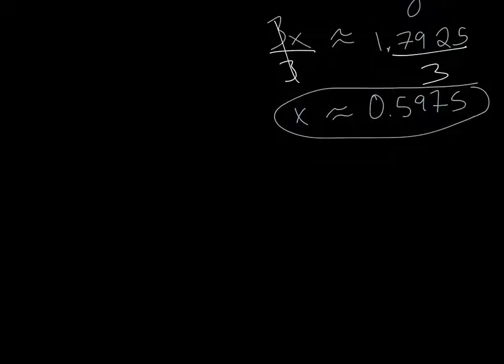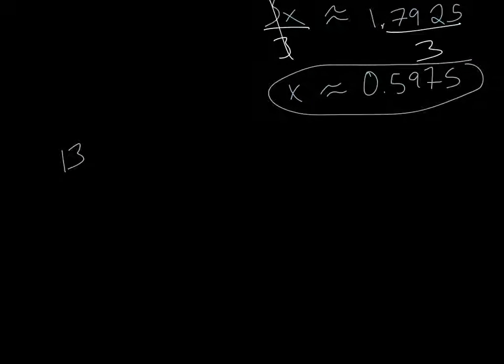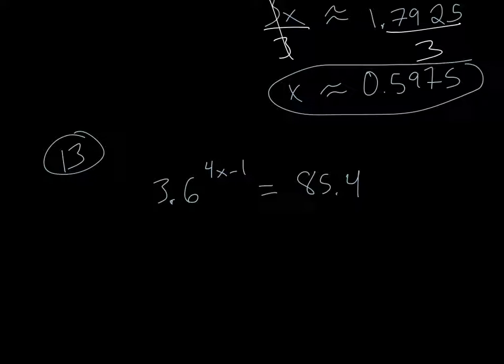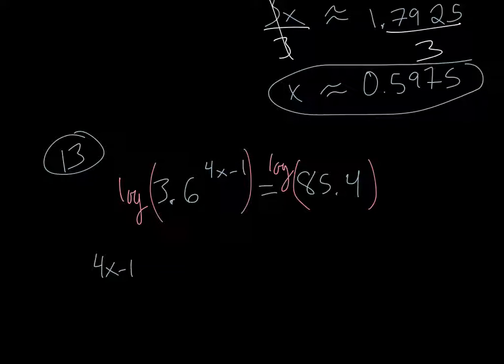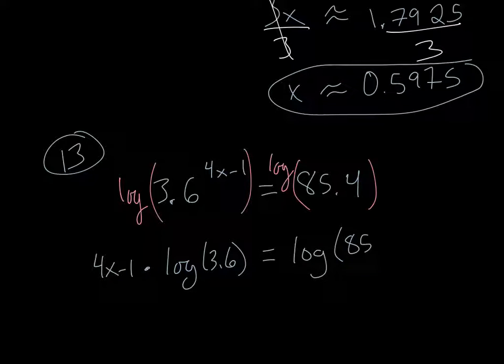How about number 13? And for this one, we've got 3.6 raised to the 4x minus 1, which is equal to 85.4. Once again, we can apply the logarithmic function to both sides. So we're going to log this side, and we're going to log this side. What happens with the log on the left side is that our exponent gets to come down as just 4x minus 1 times, now we've got log of 3.6, and that's equal to the common log of 85.4.